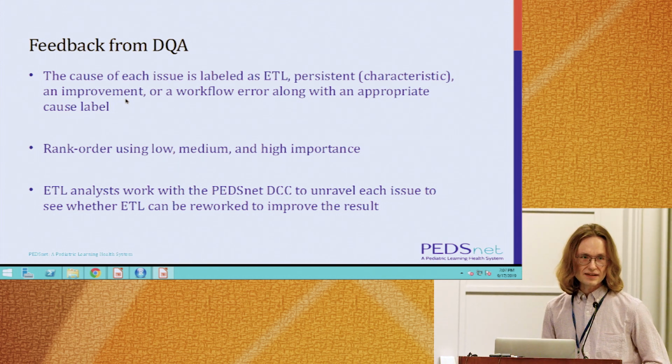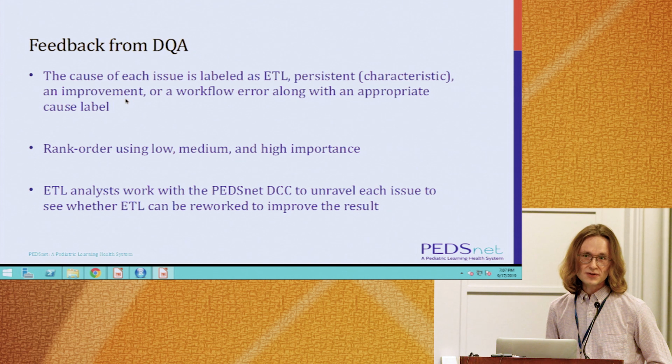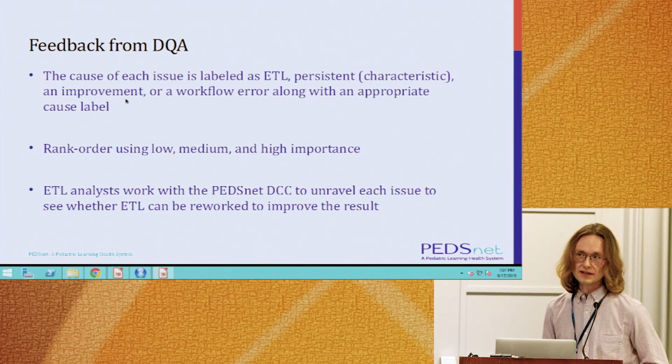Medium is something that we have a little bit higher of an expectation that it's going to be an ETL issue, but is very likely going to just be a characteristic issue that can't be resolved. And then high importance issues are issues that are very likely ETL or something that's just very alarming that could throw off ultimately what's going to happen when we transform to PEDSnet.